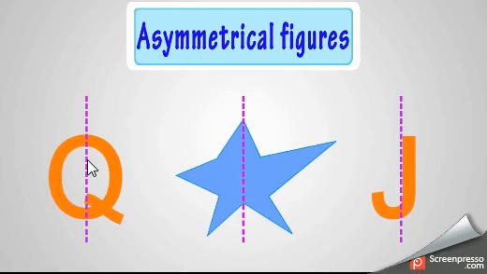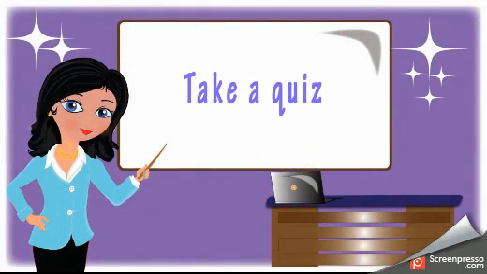Another example is the letter Q and the letter J. When I fold them, will they cover completely the two halves or not? We will see. When I fold the letter Q and the letter J, they do not cover the second half completely.